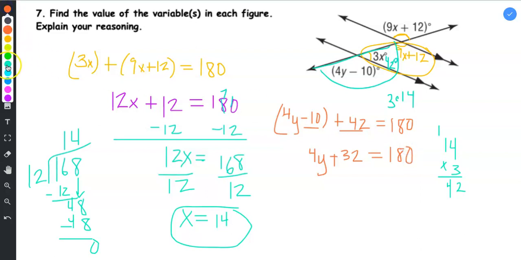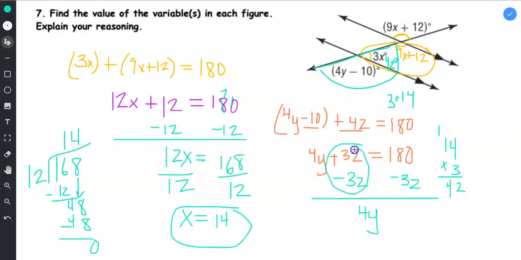From here, let's use a different color. I subtract 32 from each side. On the left side, I end up with 4y because this is a 0 pair, so I draw a 0 around it and cross it out. I borrow from the 8, make it a 7, add 10 to the 0. 10 minus 2 is 8. 7 minus 3 is 4. And then the final step here is going to be to divide each side by 4.